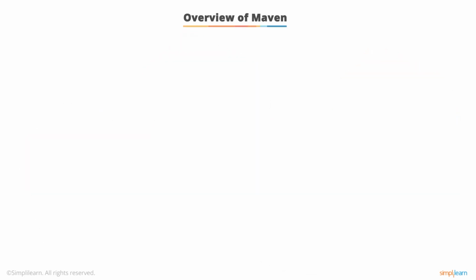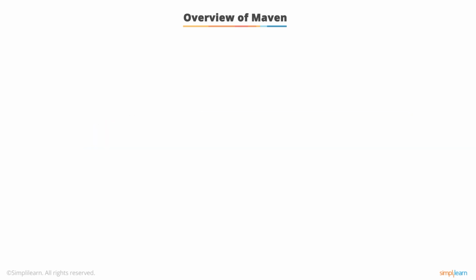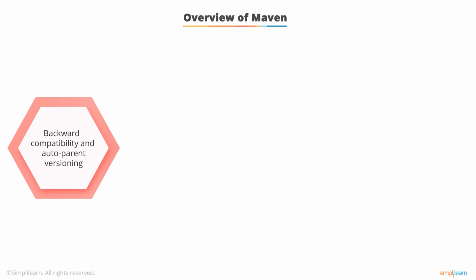An overview of Maven. Apache Maven is a comprehensive software project management tool. Based on the project object model, also known as the POM, Maven can manage a project's build, reporting, and documentation from a central XML file. Let's take a look at the key points of Maven. Number 1 is backward compatibility and auto-parent versioning. The hierarchical structure of the POM XML file reduces the burden on version control and reconciliation of dependencies.